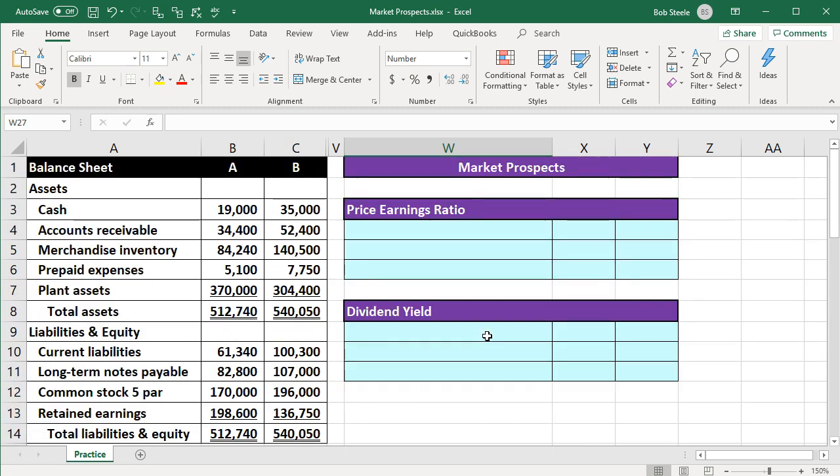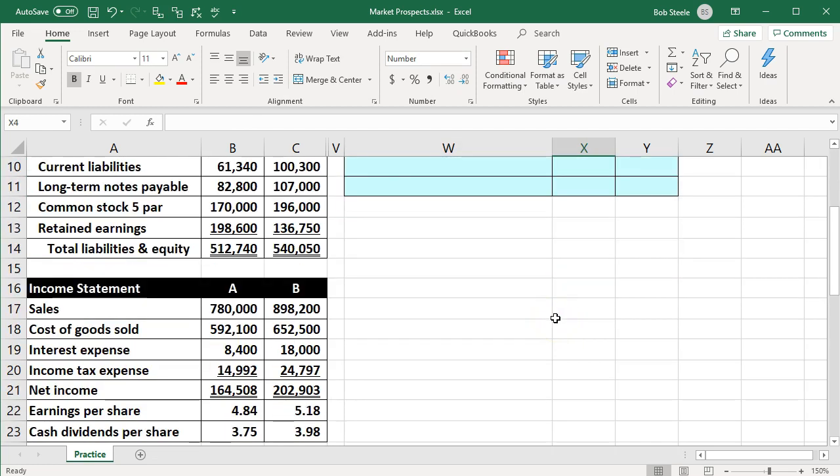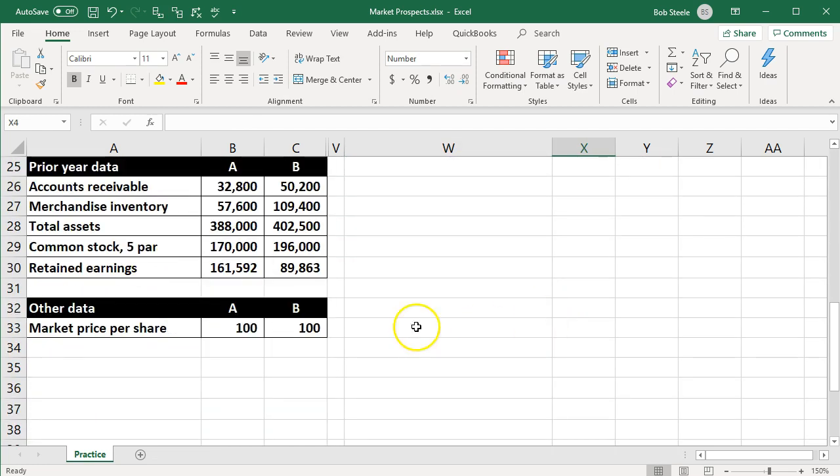So we're going to take a look at two market perspective ratios. One will be the price earning ratio and the other the dividend yield. We'll start off with the price earning ratio. For the price earning ratio, we're going to start off with the market price per share. We're going to say that the market price per share is going to be given to us in the data down below. Note that the market price per share will not be on the financial statements.